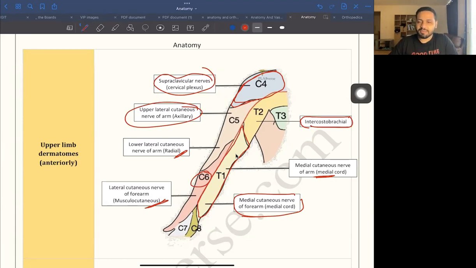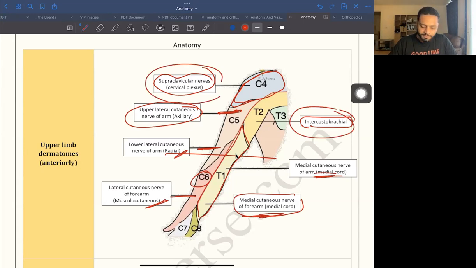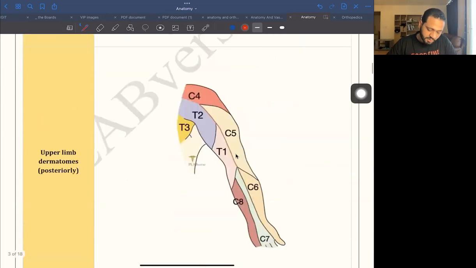Okay, so basically you have cutaneous nerves of the arm and the forearm. When you're talking about the arm, this is the upper lateral cutaneous nerve of the arm from the axillary, and this is the lower lateral cutaneous nerve of the arm from the radial, and this is the lateral cutaneous nerve of the forearm from the musculocutaneous nerve. And on the other side, it is the medial cutaneous nerve of the forearm, and the medial cutaneous nerve of the arm, and then intercostal nerve and supraclavicular nerve, and the C4 nerve distribution.